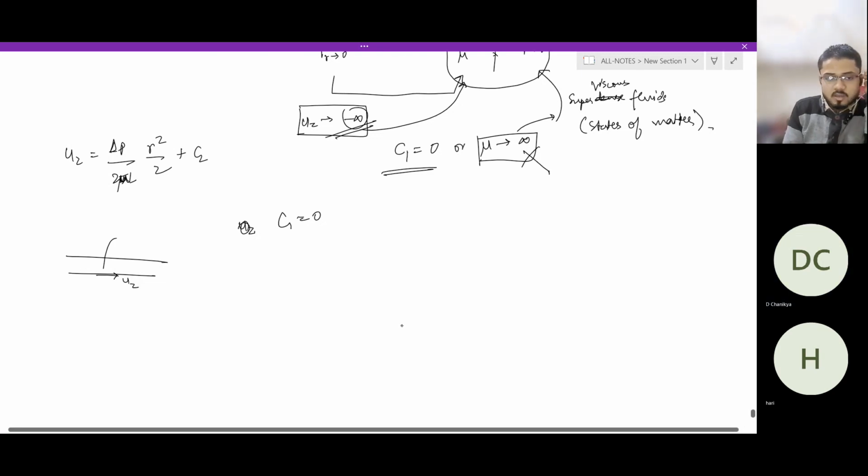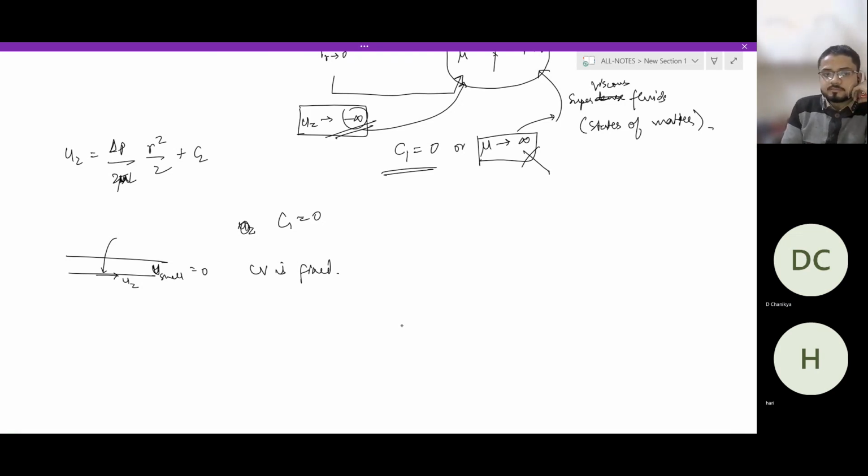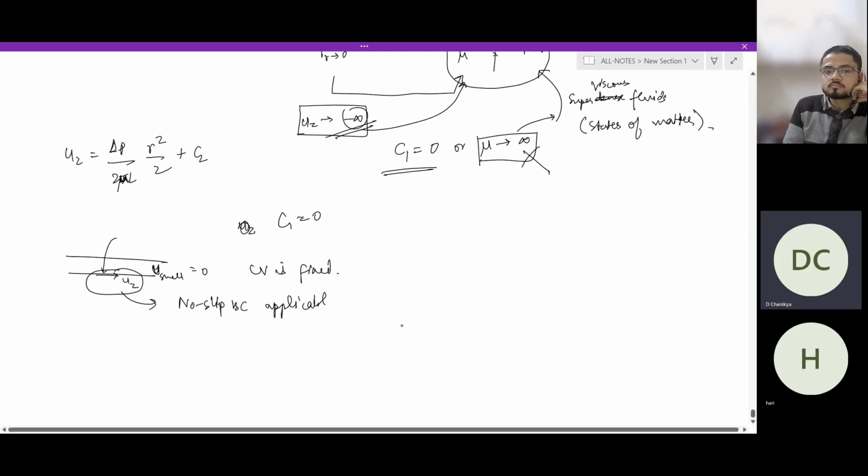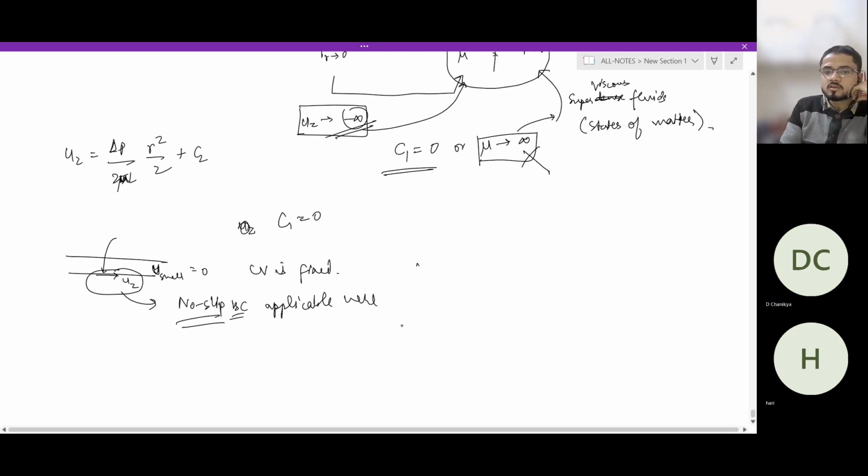Yes. But this boundary is not moving. This entire shell, U shell, is equal to 0. Our CV is fixed in space, right? Yes, sir. So this would mean that the no-slip boundary condition is applicable here, right? You understand the no-slip boundary condition, right? Yes, sir. Okay, so we have Uz equals 0 at r equals R.